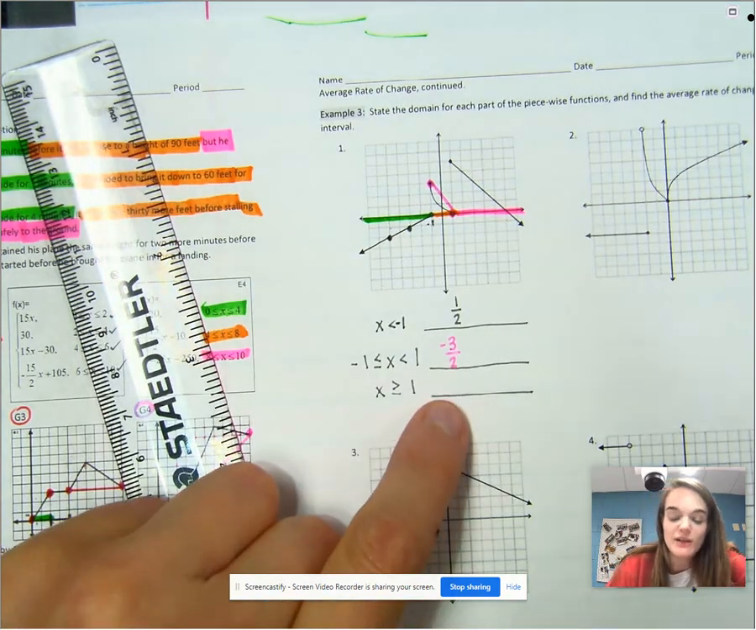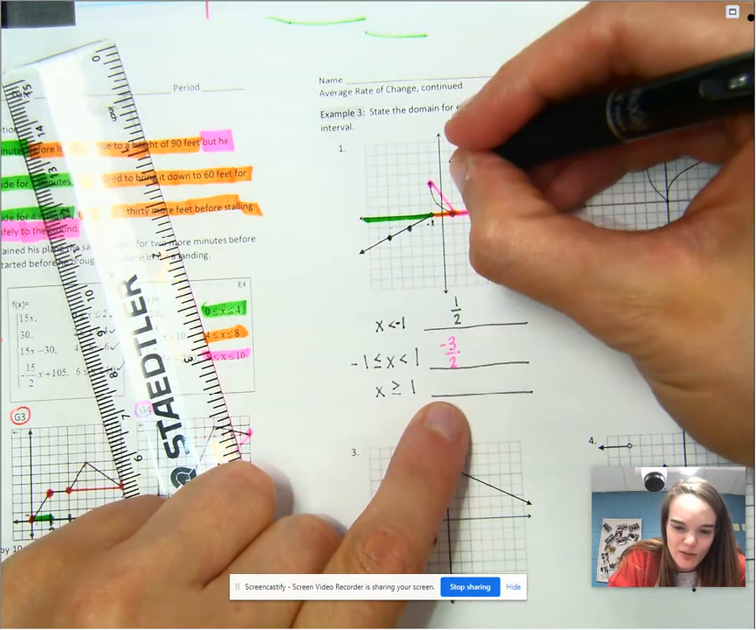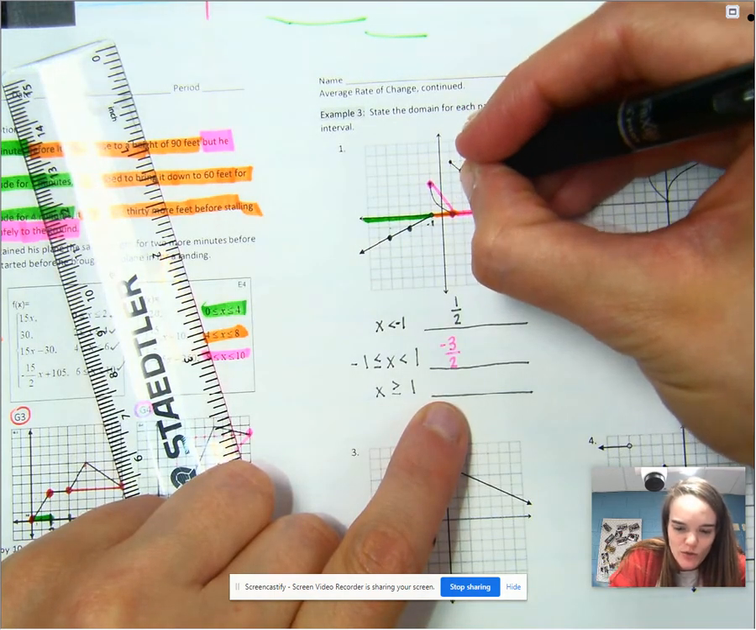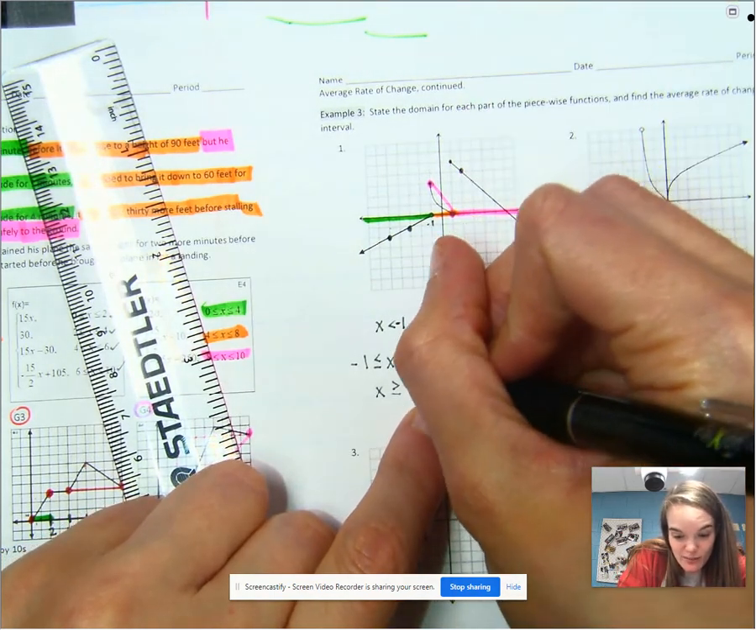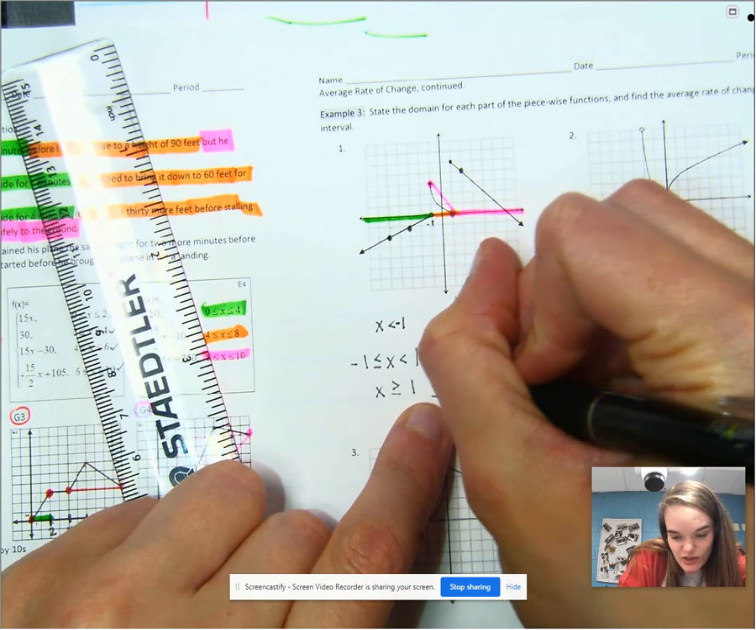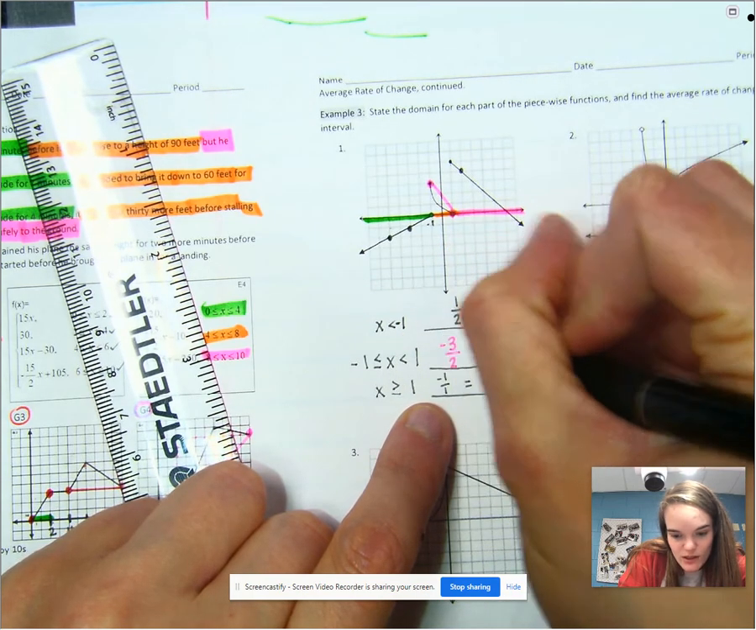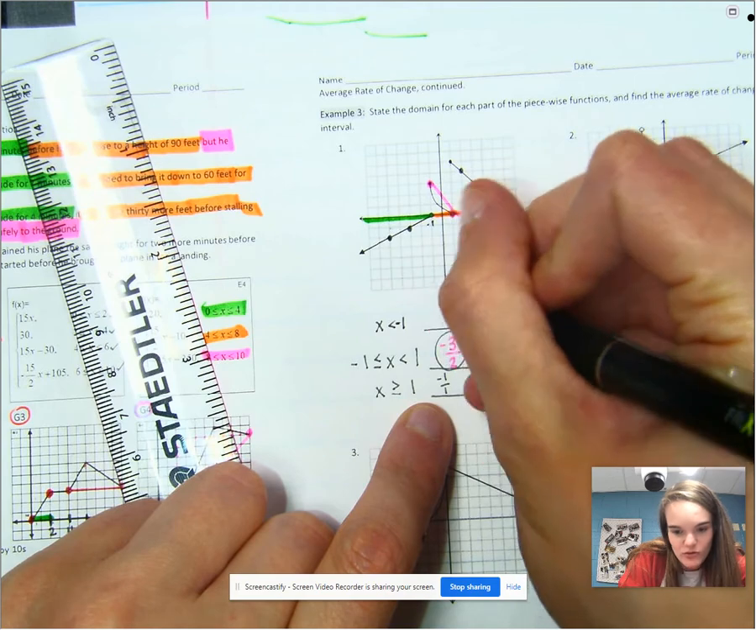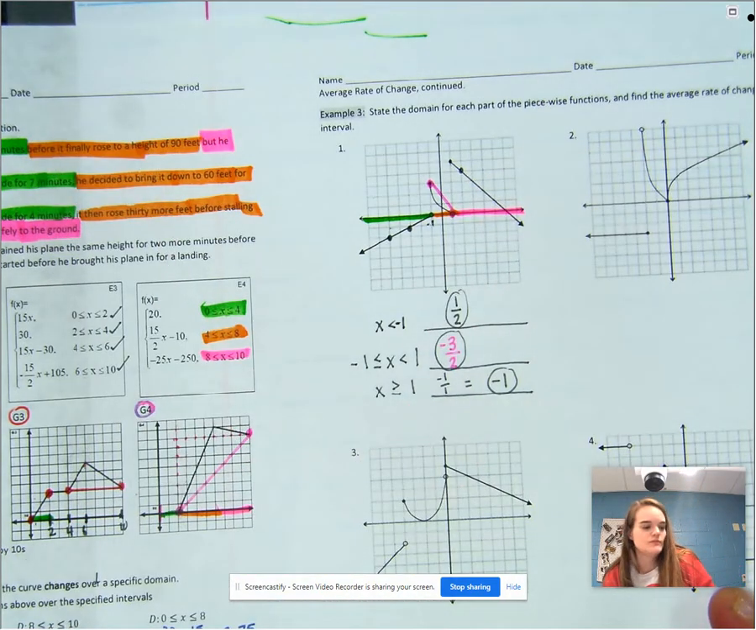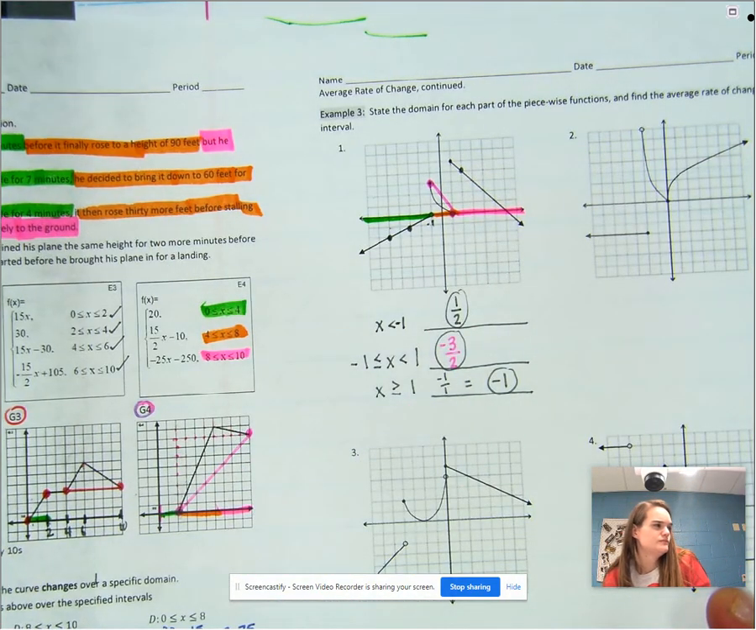Now for the other piece, we can count slope because it's a straight line from here to here. Down 1 over 1, negative 1 divided by 1, which is just negative 1. Here are 3 average rate of change for each interval.